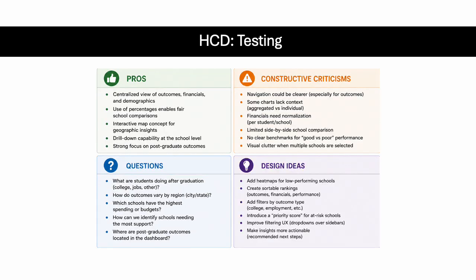Some possible design ideas were that we can create heat maps for the low performing schools to quickly identify which ones might need targeted intervention, and perhaps create a sortable ranking depending on their outcomes, financials, and performance. Then maybe we can filter by the outcome type, for college and employment, possibly introduce a priority score for at-risk schools, improve filtering UX with drop-downs over sidebars, and make insights more actionable, for instance, including recommended next steps.